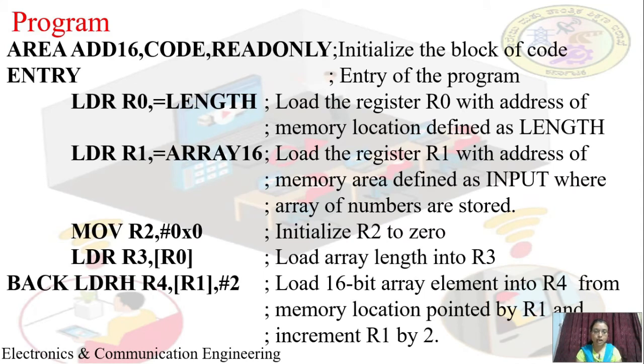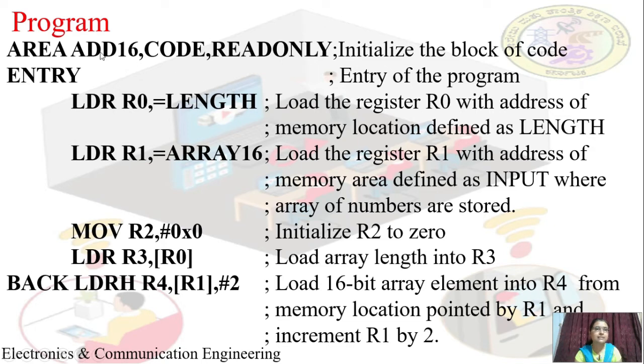So now we will see how the program is executed. First, here it is AREA ADD16, CODE, READONLY. AREA is a directive which can be used to allocate blocks of memory. CODE READONLY means this block only allows code, with read-only access, right?